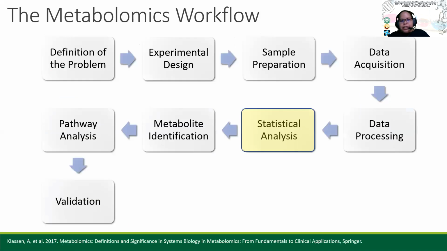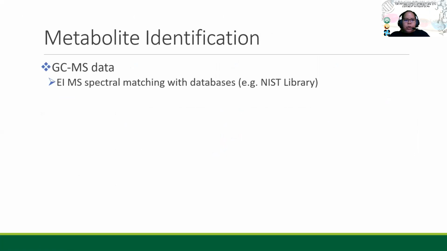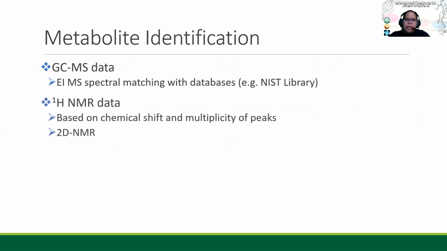So after the statistical analysis, you then perform metabolite identification. So in GCMS data, again, we have mentioned that with the electron ionization MS data that you generate, you can actually use it for matching with databases such as your NIST library. For proton NMR data, you can identify compounds based on chemical shift and multiplicity of peaks.